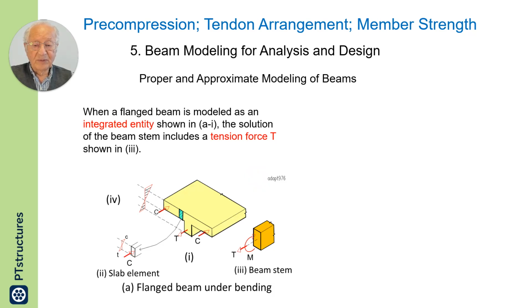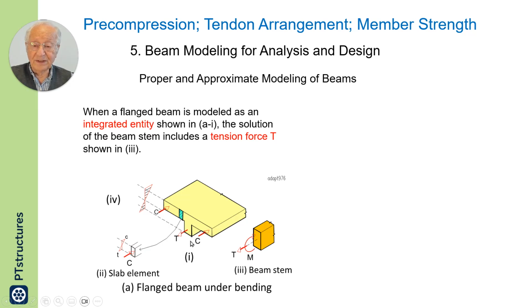So what is the proper approximation? When a flanged beam is modeled as an integrated entity shown in A, the solution of the beam shown includes a tension force T. Now that is interesting. If this is the way it is modeled, I'd like you to observe that there is compression here in the flange, there's tension in the beam.